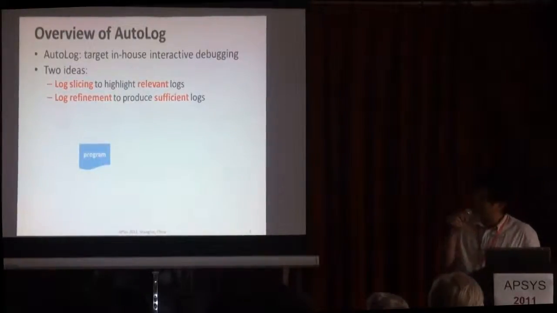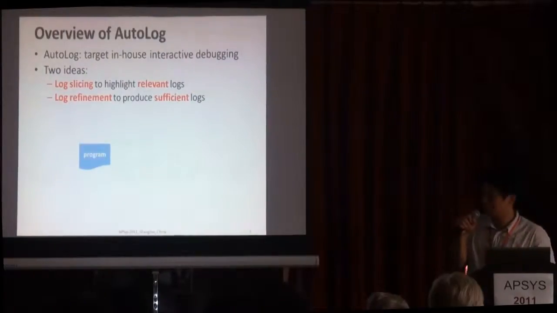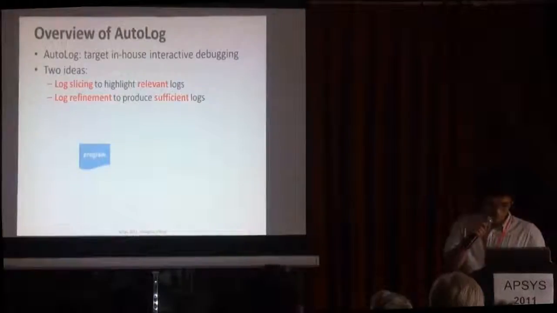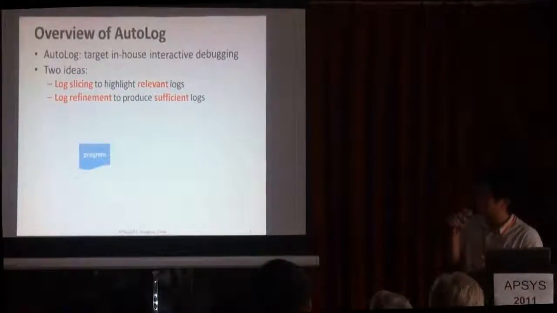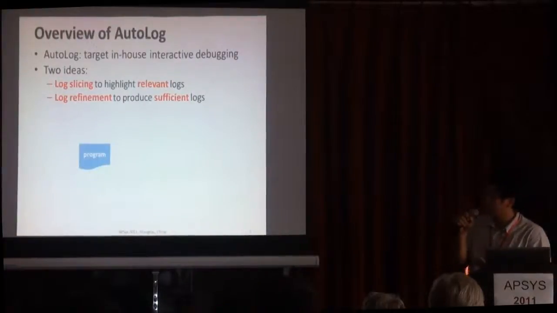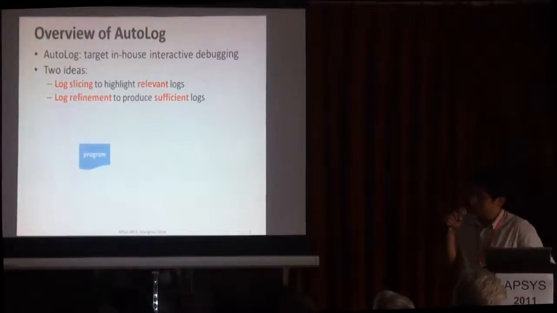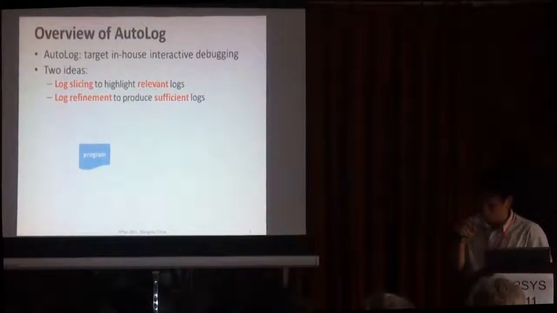Log slicing, which has already been mentioned in the previous talk, is to choose and highlight the most relevant logs from the large number of logs. And log refinement is to automatically produce sufficient logs to support the human developer.